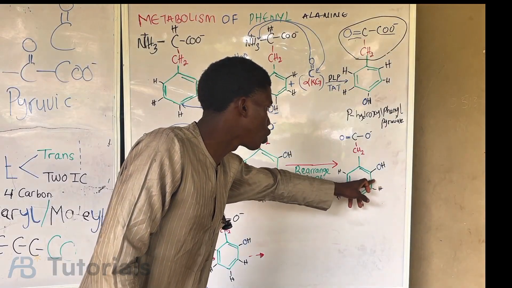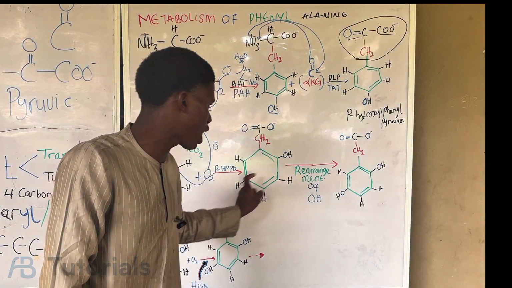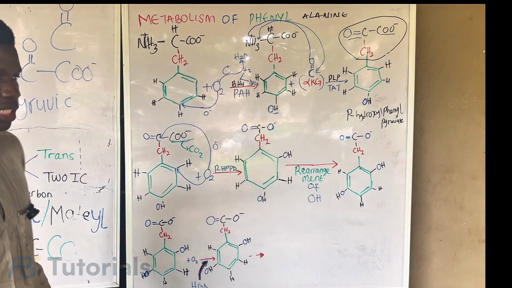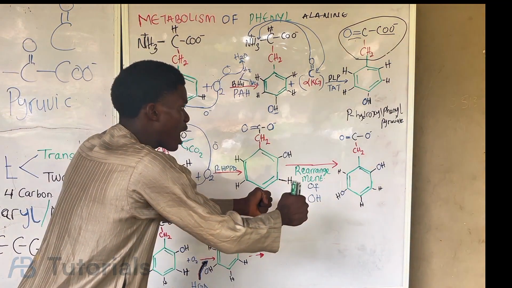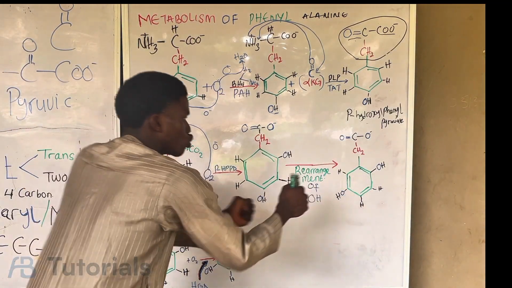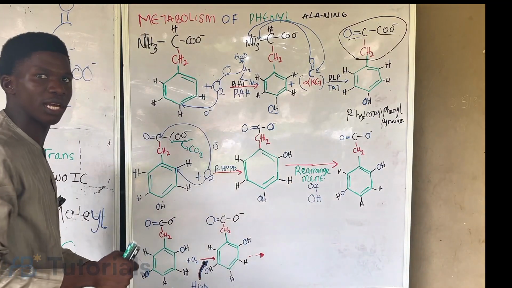The only thing I did was to put this OH that was here before. I have to place it here. Do you understand? So I think this will be easier to break now, because we have something that is disturbing the ring. Something is pulling it here, something is pulling it here.